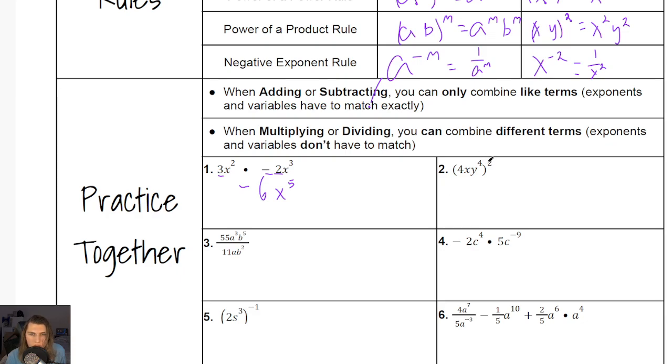For number 2, the square gets distributed to each term. So 4 squared is 16. X squared is just x squared. Y to the 4th squared, when we have an exponent to another exponent, we need to multiply them together. So that becomes y to the 8th.